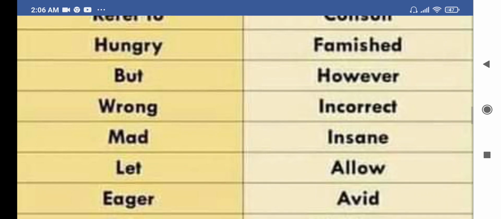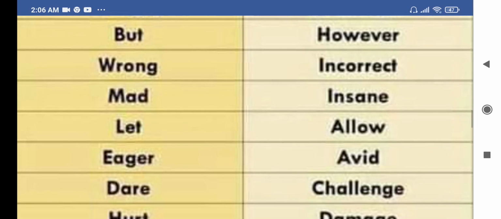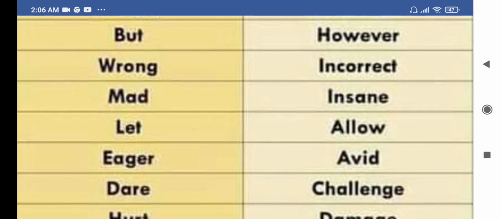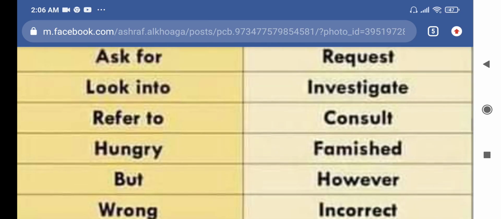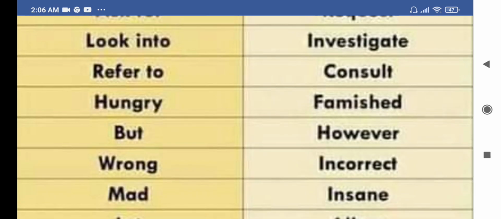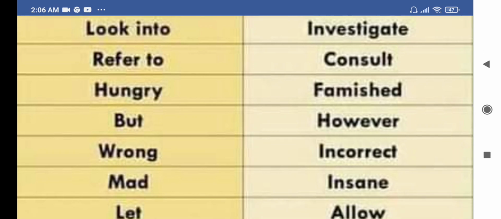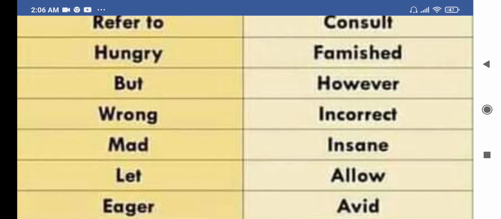This is already discussed. But, however. But is very much informal. But however, this is formal. However can never be used in an informal setting. You should use it for a formal setting. Wrong is used mostly in spoken English, but incorrect, this is the formal expression.